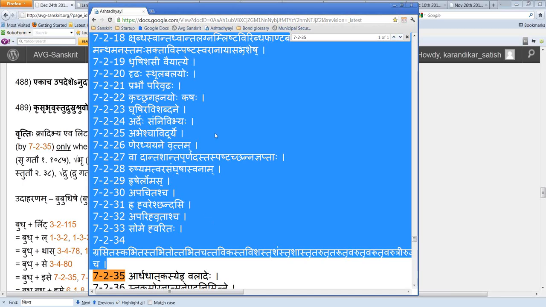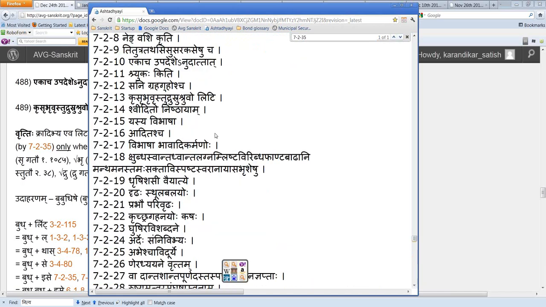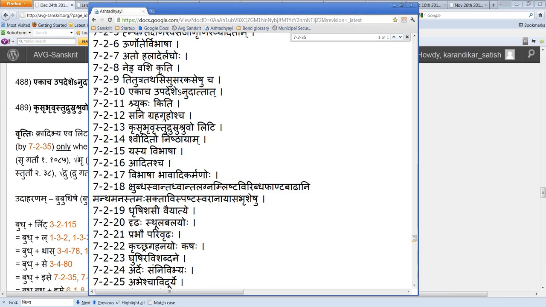Now the very, very most important sutram there is Ekacha upadeshanudatta. So, one more time, we are talking about a nishedha sutram. It stops the idagama, which is applicable by 7.2.35. Okay. Let's look at the vritti of this sutram.